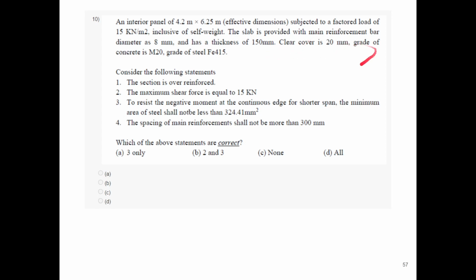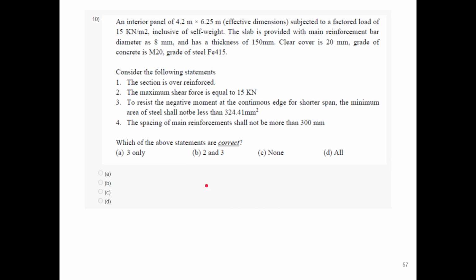Clear cover is 20 mm. Grade of concrete is M20. Grade of steel is Fe415. So consider the following statements. 1. The section is over reinforced. 2. The maximum shear force is equal to 15 kilonewton. 3. To resist the negative moment at the continuous edge for shorter span, the minimum area of steel shall not be less than 324.41 millimeter square. 4. The spacing of main reinforcements shall not be more than 300 millimeter. Which of the above statements are correct? A 3 only, B 2 and 3, C none, D all.